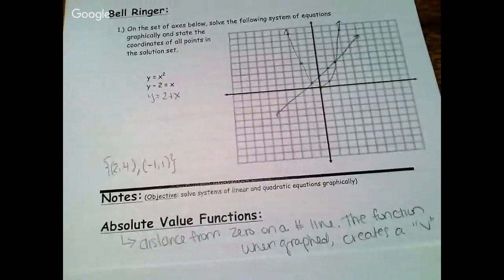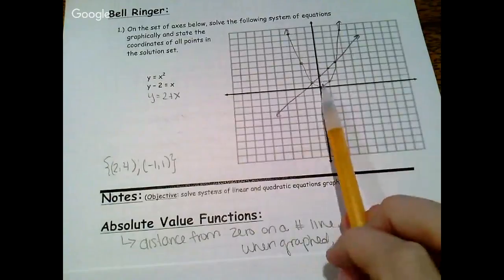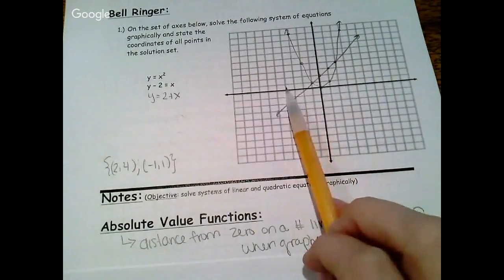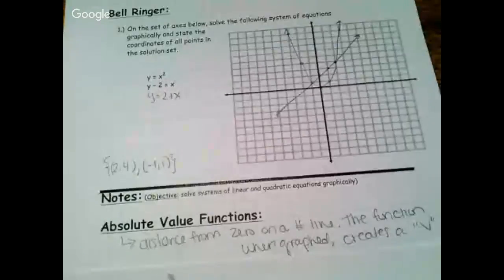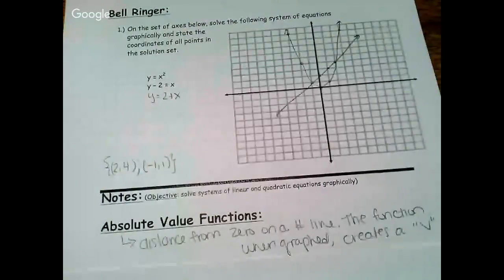And the function, when graphed, creates sort of like a V, right? Because if you think about it, what we'll talk about in a moment is that -2 and 2, their absolute values are the same, right? So as you can imagine, when we graph them, it'll be the same on both the left and the right. So it'll be kind of a symmetric graph. So remember, the absolute value function takes a number, calculates it as the distance away from 0 on a number line, and it creates a V.